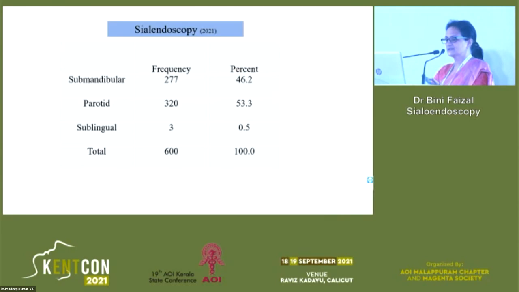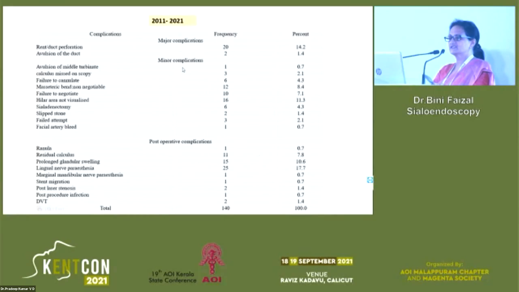If you look at the complications, ductal perforation was 20. Initially, we used to abandon the procedure. Now we bypass it and we can complete the procedures. And duct avulsion were 2, but the gland is still present. And there were 6 cases of sialadenectomies in the entire 600 scopies. Of these, the first 4 or 5 were in the first 5 years. After that, I think the last 5 years were fairly okay. So there is a learning curve, and with the learning curve, you tend to improve also.